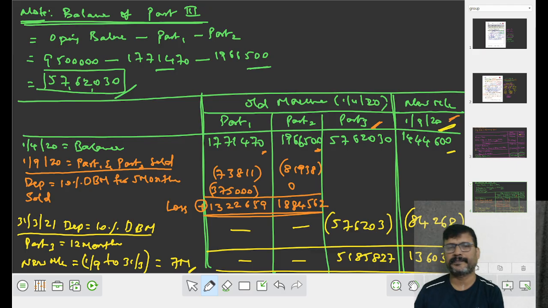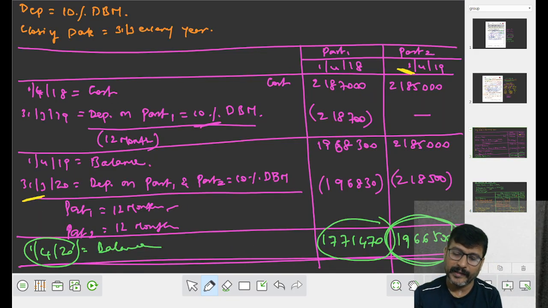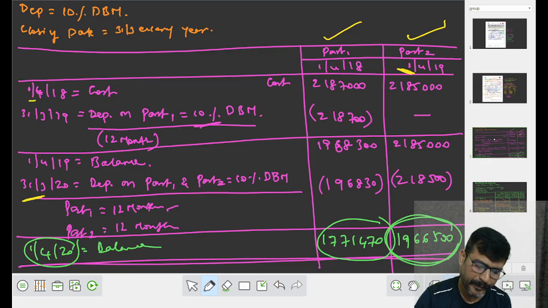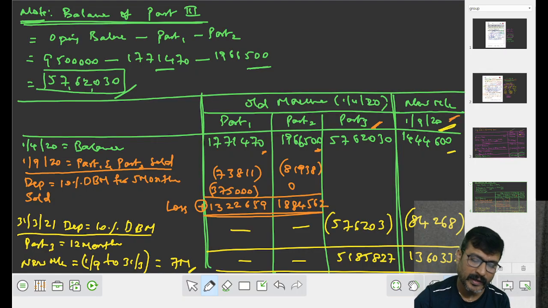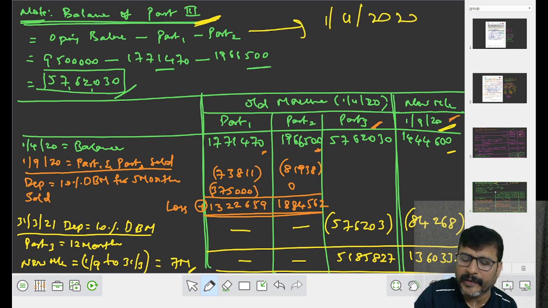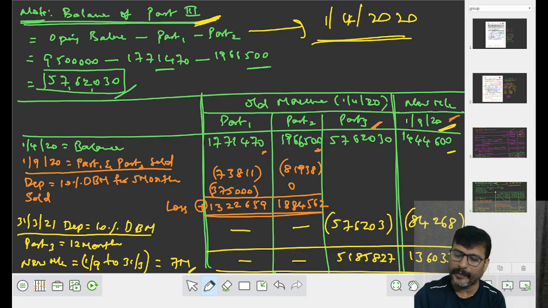13,60,332. I hope you got it right. You got all the working out right. See, this is a part 1 machine, part 2 machine. We have to start from April 18 till April 2020. Once you got the April 2020 balance, we have to work out the balance of part 3. How to work out the balance of part 3? Take the old balance minus part 1 balance, part 2 balance. All these balances stand on the date of April 2020. Once you got part 1, part 2, part 3, then you prepare a table.